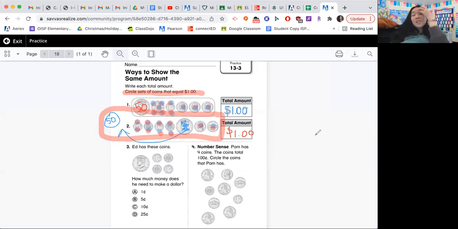All right, Ed has these coins. He has a 50, which we know is 50 cents. He has a dime, which we know is worth 10 cents. So let's do our touch math. And then he actually has 4 dimes, so let's do our touch math for all of these. Now, how much money does he need to make $1? Let's count on. We have 50, 55, 60, 65, 70, 75, 80, 85, 90.